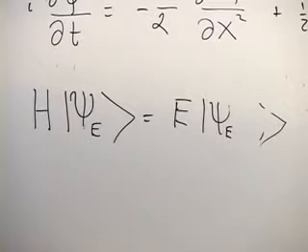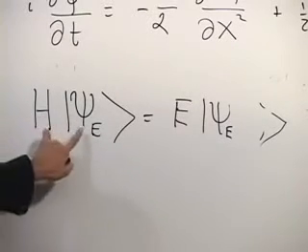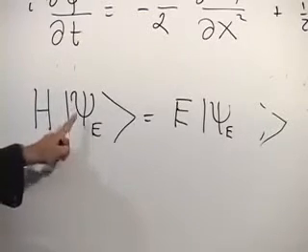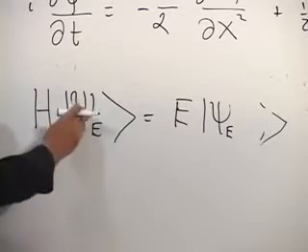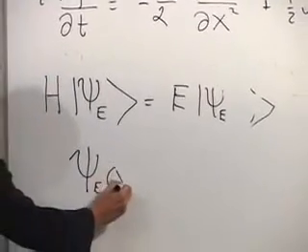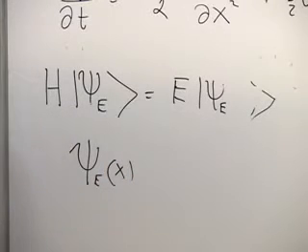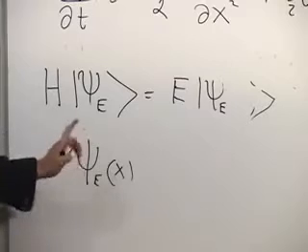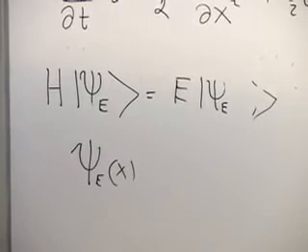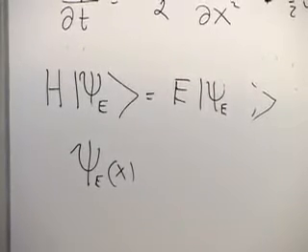Now, this equation does two things. It solves, or it doesn't solve, but it defines an equation for the wave function psi E of x. It gives you an equation for that, but it also tells you what the possible energies are. I'll show you why in a minute. I'll show you why it picks out a certain subset of values of E as possible energy levels.